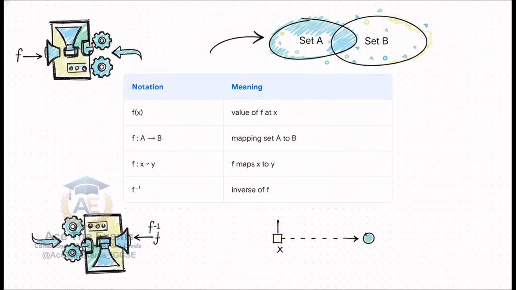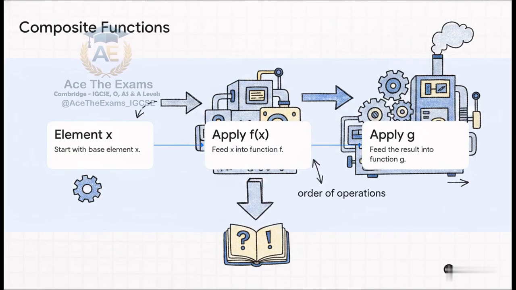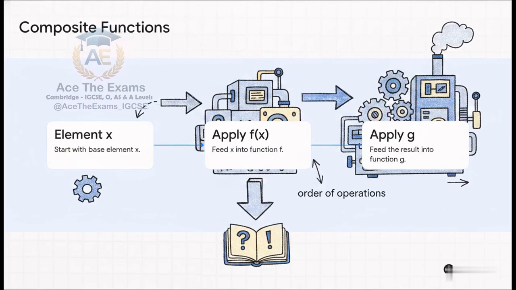And remember, a -1 exponent here does not mean division. It represents the inverse function, running the whole machine in reverse. Now check out composite functions. This is where we link multiple machines together. And order of operations is literally everything.